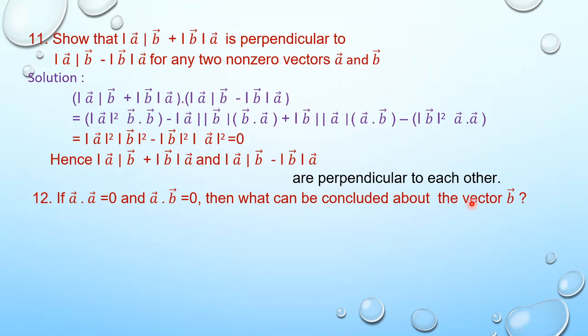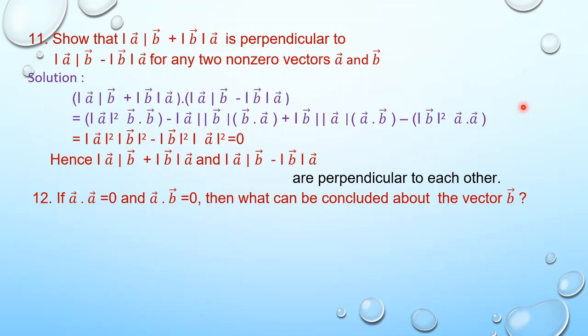Then what can you conclude about vector B? What is your opinion about vector B? Means what is the value of vector B they are asking? Based on what they have given, they are asking what conclusion can be given about vector B. So let us solve the given things.